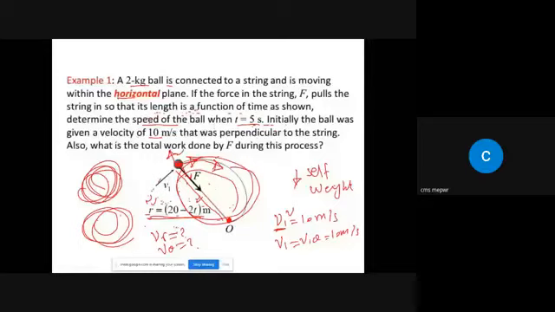In the second half, they are asking what is the total work done by the force during this process. Are you getting this question? What are they asking in the question?